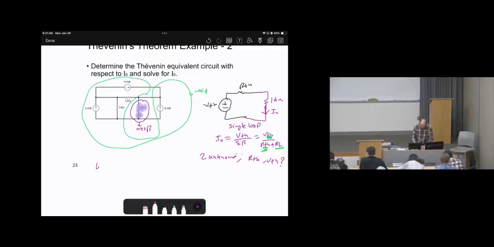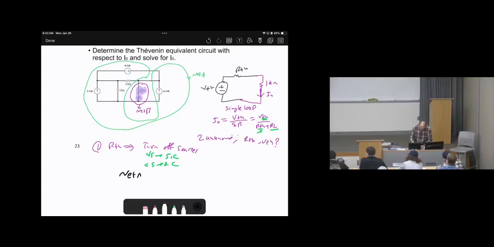Let's do step number 1. You can either choose step number 1 as calculating V Thevenin or calculating R Thevenin. I'm just going to say, let's find R Thevenin. To find R Thevenin, which is basically through turning off sources. Turn off sources: any voltage source will be short circuit, any current source will be open circuit. Then just isolate network A and find R equivalent here.